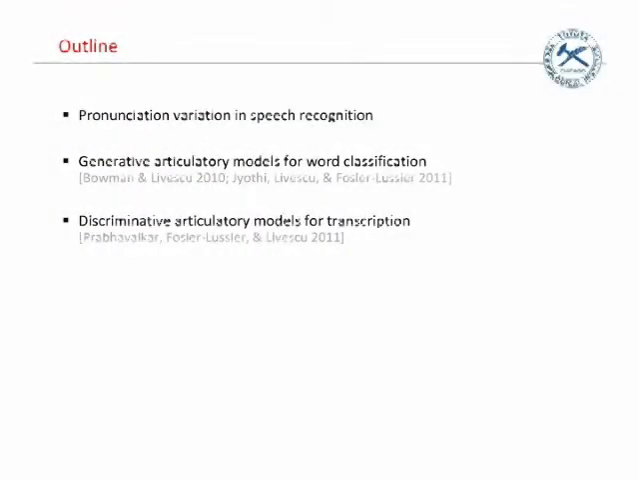Okay, so for the rest of the talk, I'll start by giving an outline of pronunciation variation and show some examples of where it occurs. And then tell you about two kinds of models based on graphical models. One is a generative articulatory model, which we'll apply to classifying words. And the second is a discriminative model, which we'll use for transcribing articulatory features in speech data.